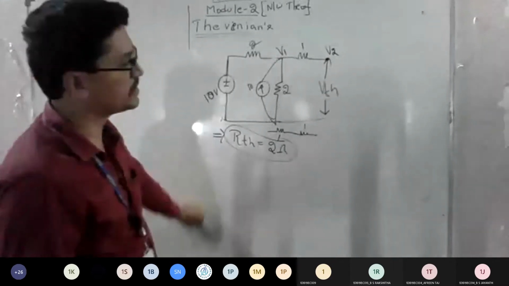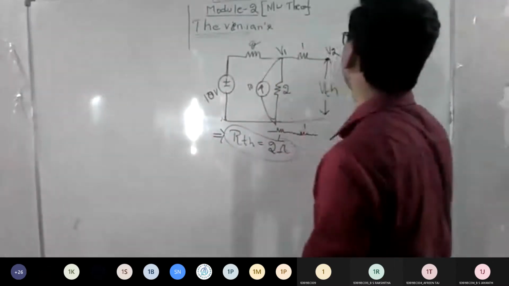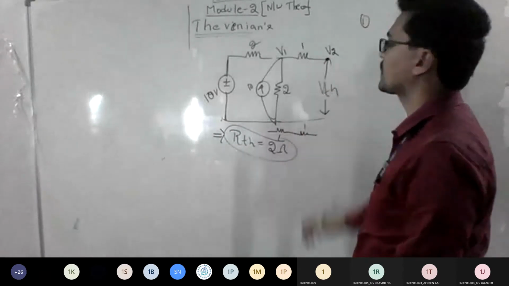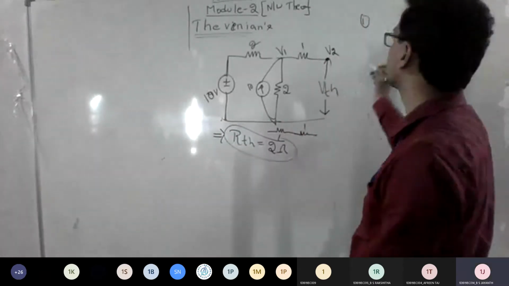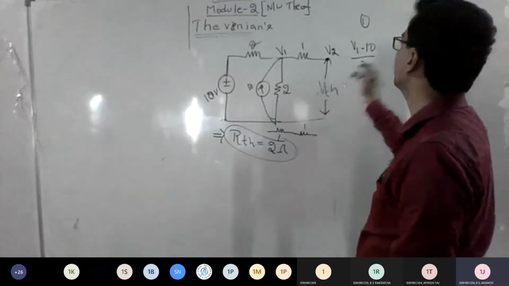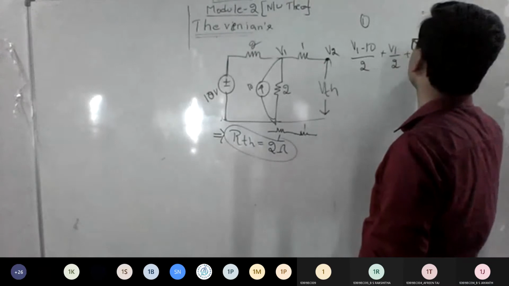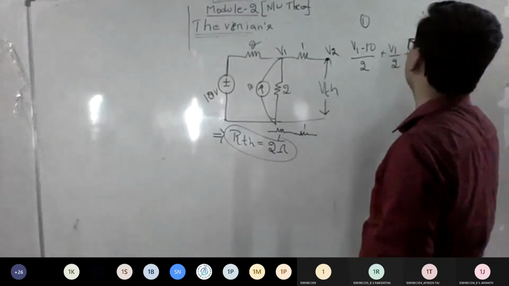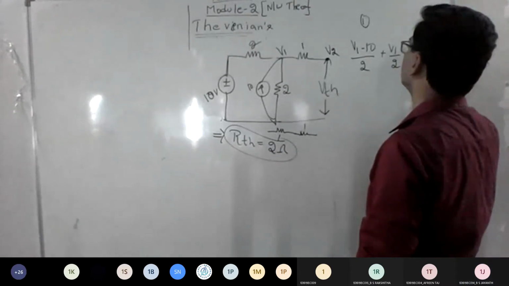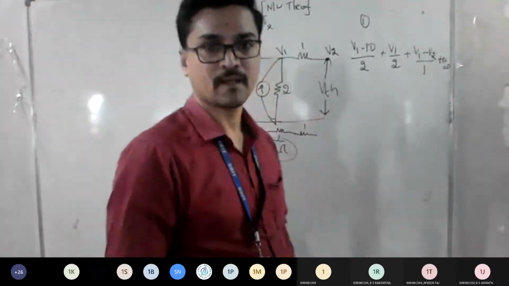So a few of them try out with that. We'll go with nodal and see what we get here. So at node 1, the equation: V1 minus 10 by 2, plus V1 by 2, plus V1 minus V2 by 1, and current is entering plus 10, equal to 0. Correct?